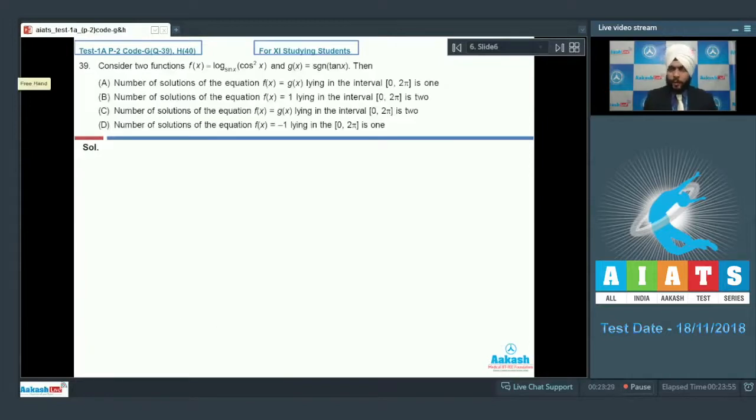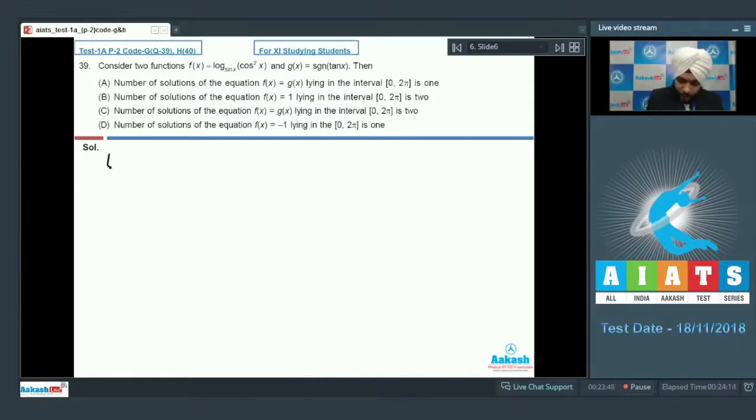Okay students, so let us talk about question number 39. It says: consider the two functions f(x) is equal to log of cos square x to the base sin x, and g(x) is equal to signum of tan x. Then option number A and option number C are talking about f(x) equal to g(x). Option number B and option number D are talking about f(x) equal to 1 and f(x) equal to minus 1.